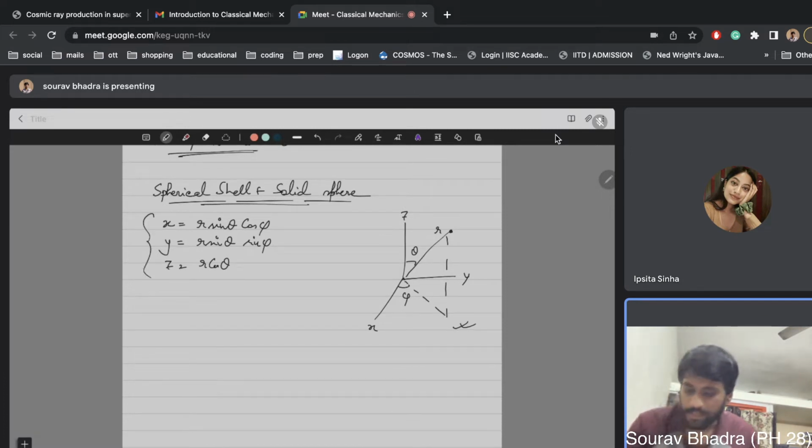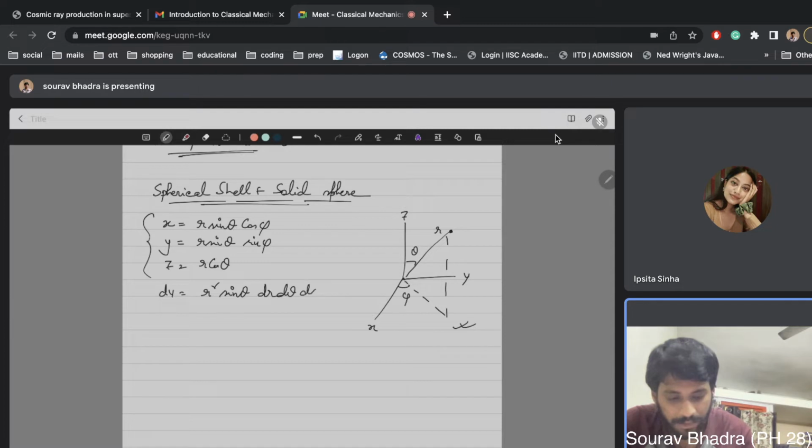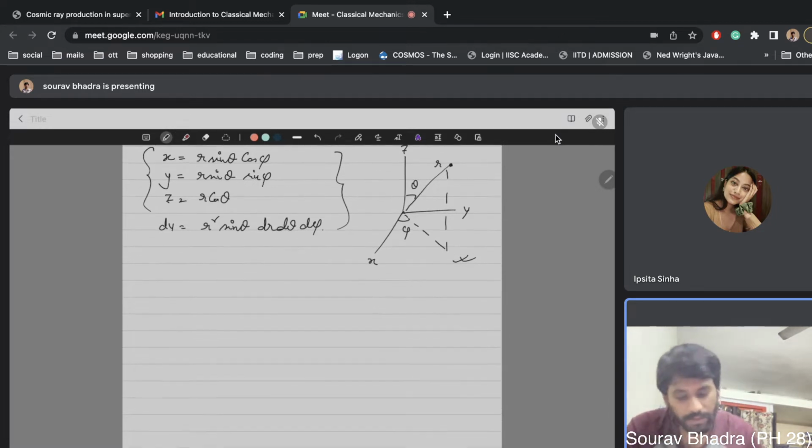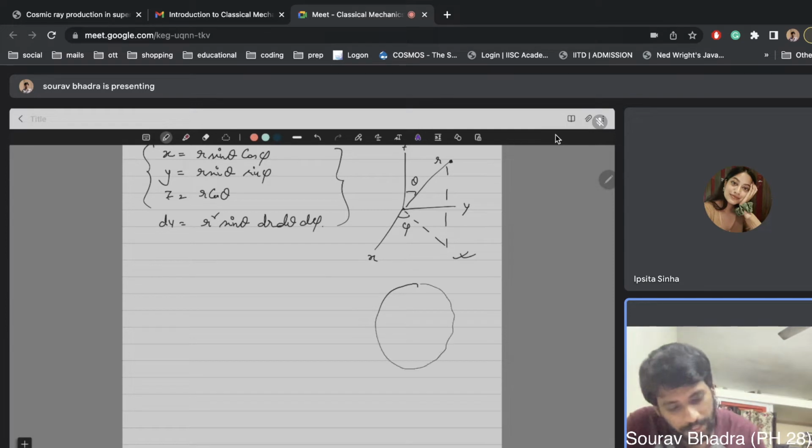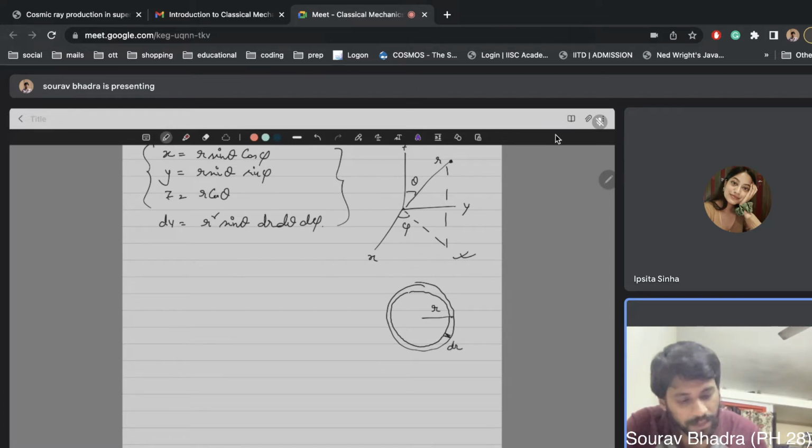So this is your x, y and z, and your volume element will be r square sin theta dr d theta d phi. These four things you should always remember, then you will benefit while doing a calculation. Now for a spherical shell, the thickness of the shell is dr, and the radius is r. All the inside part is hollow, so it is a hollow spherical shell.